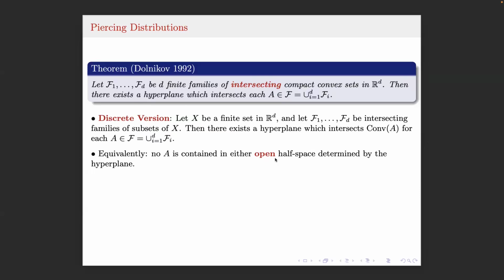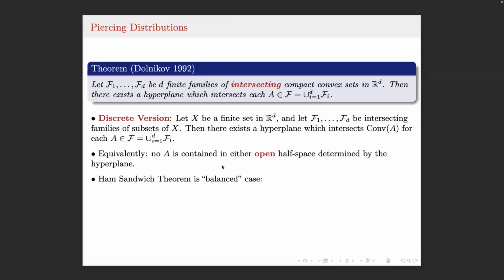All right, so another way to say this, and this will be helpful in a second, is that instead of saying there's a hyperplane that intersects the convex hull of every member, another way to say that is that if you look at every member A, then it can't be contained in either of the open half spaces determined by the hyperplane. It can't completely lie to one side or the other.